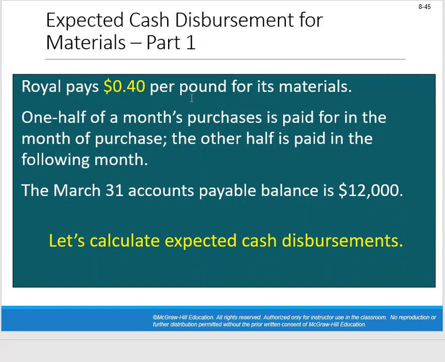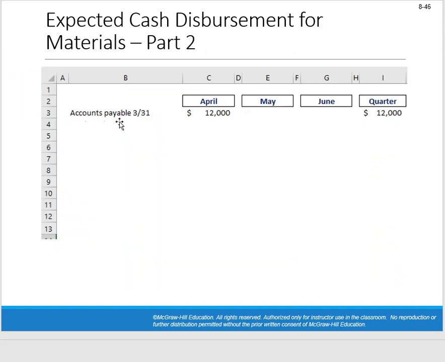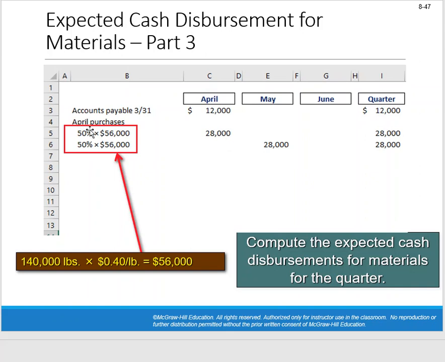So we know Royal pays 40 cents per pound for its materials, and they tell us one half of a month's purchases is paid for in the month of the purchase, and the other half is paid in the month following. So if we have an accounts payable balance of 12,000 at March 31st, we're gonna need to pay that first. So in the month of April, we pay off March accounts payable, and then from our April purchases, we're gonna pay for half of it in April and half of it in the month of May.